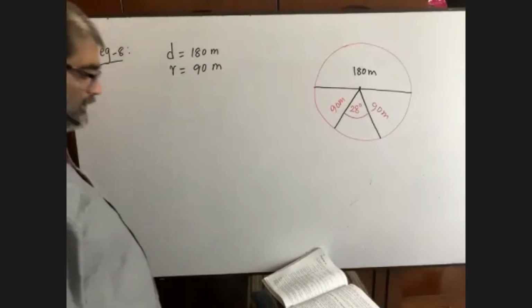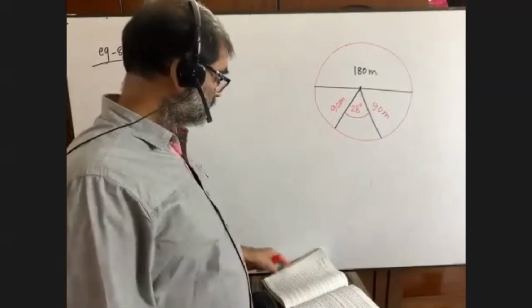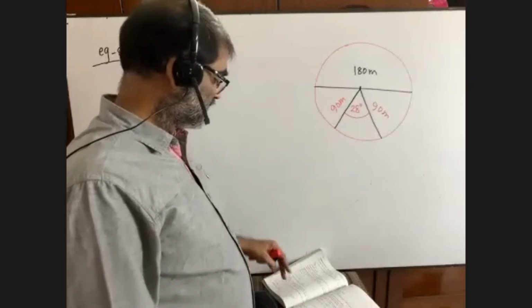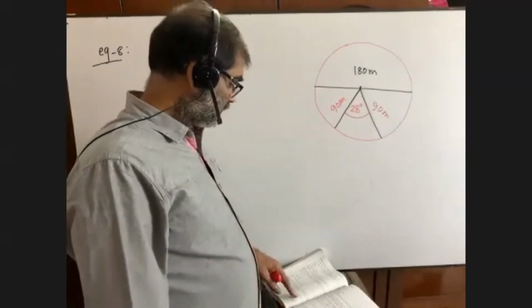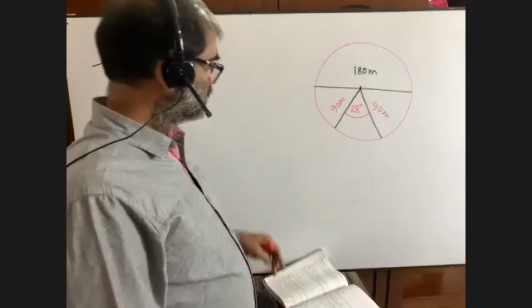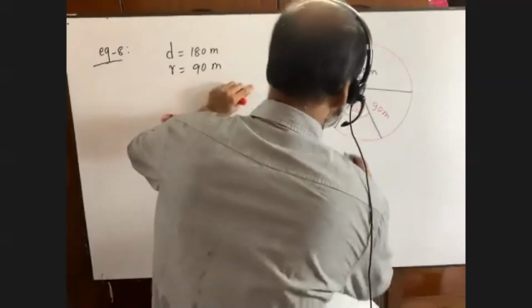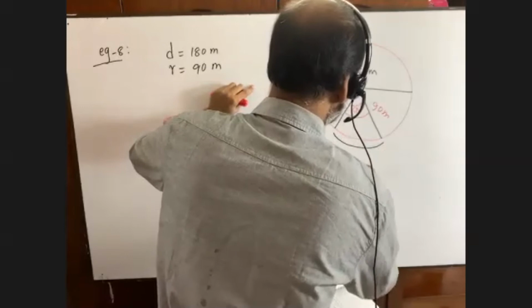And you see it is given that the boy Hasan traverses. Traverses is one of the synonyms of travel. He takes 10 seconds. In 10 seconds.